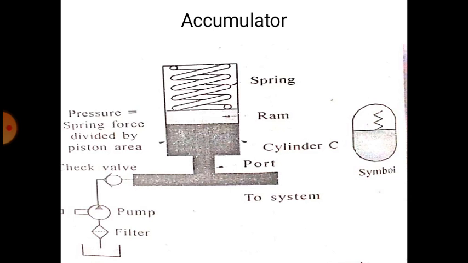When there is a power failure, the spring inside the accumulator starts to expand, and the oil moving out of the accumulator moves towards the actuator to complete the remaining work of the actuator. So even when there is a pump failure or power failure, the work of the actuator will not stop. It will be completed using the energy stored in the accumulator. So this is the spring loaded accumulator.